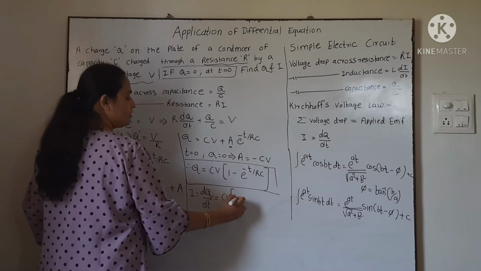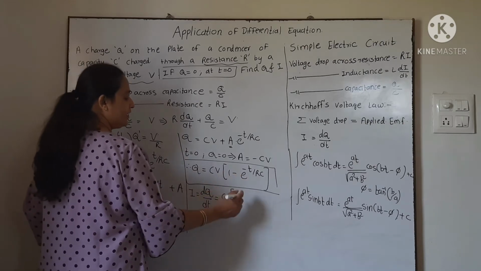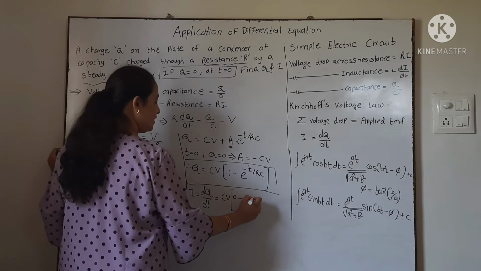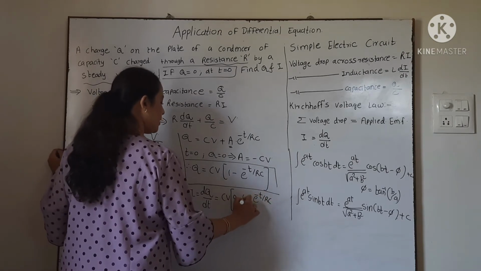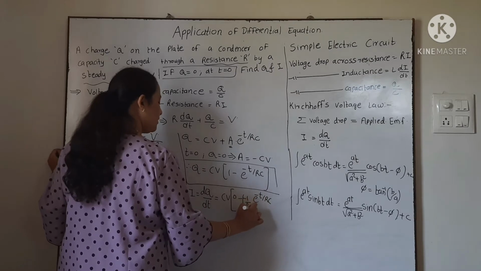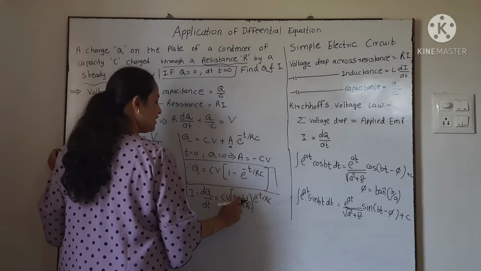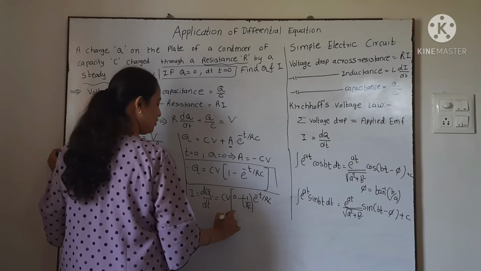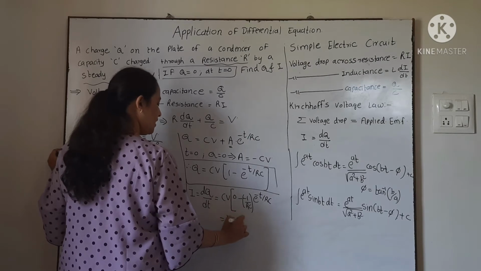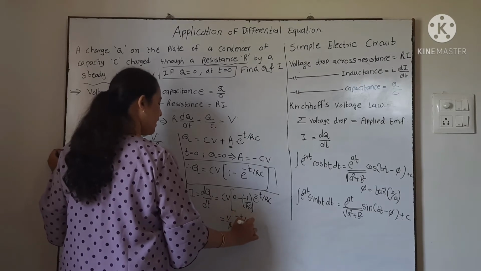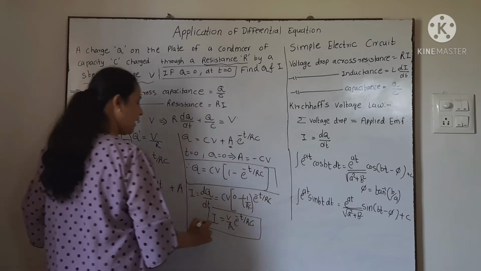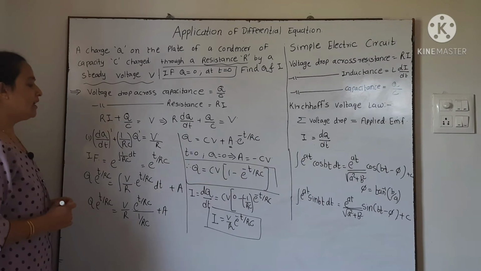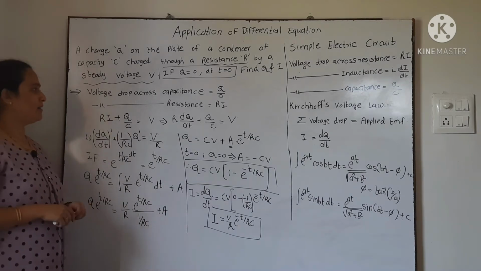The derivative of 1 is 0, minus the derivative of e raised to minus t by RC, which is e raised to minus t by RC into minus 1 upon RC. Minus minus becomes plus, and the C will get cancelled. You will get V upon R e raised to minus t by RC. This is the expression for current. That current I is equal to V upon R e raised to minus t by RC.